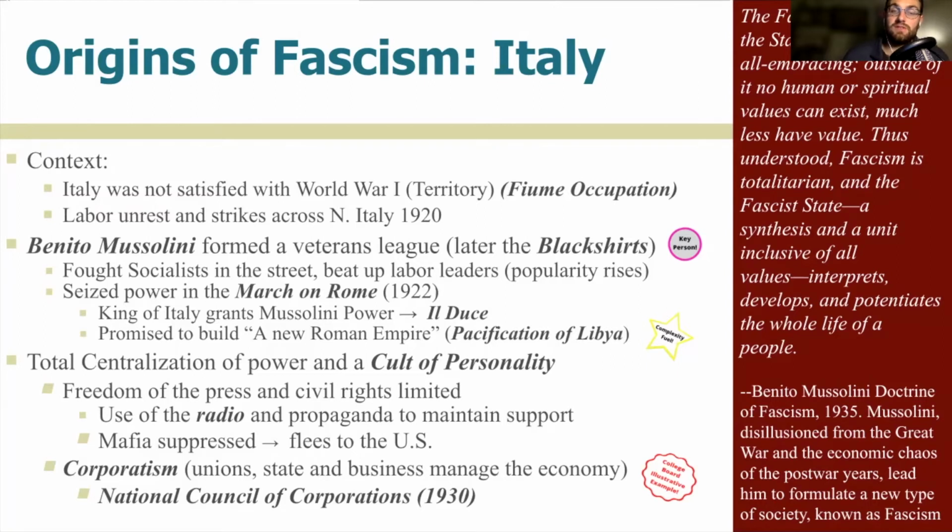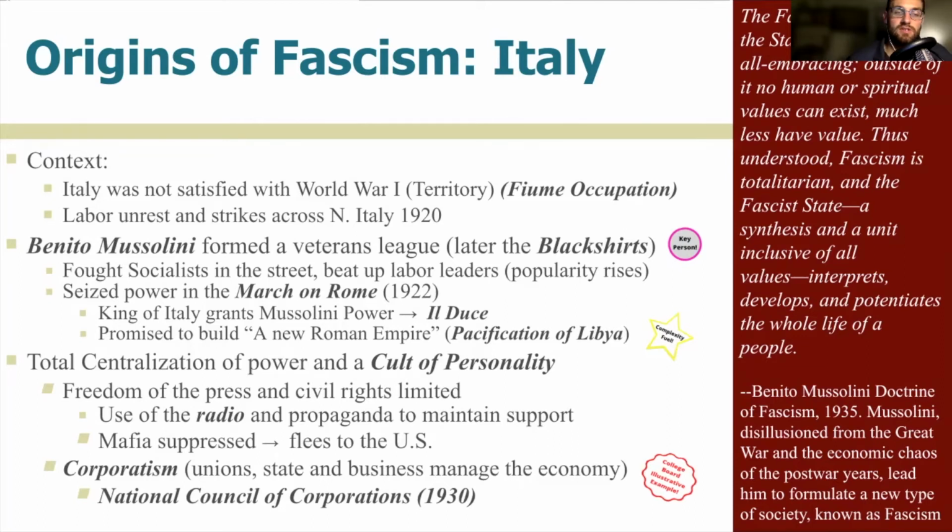This, combined with a series of labor strikes across northern Italy in the early 1920s, partially inspired by the communist revolution in Russia, made the atmosphere in Italy very tense. And it was in this tense atmosphere that an army veteran and a former socialist himself, named Benito Mussolini, formed a veterans league that would later become known as the Black Shirts, advocating a new ideology, that of unification under the state. And he and his group, the Black Shirts, would beat up socialists, they would beat up labor leaders. This made them very popular because they would beat up these people who were perceived to be a great threat to society.